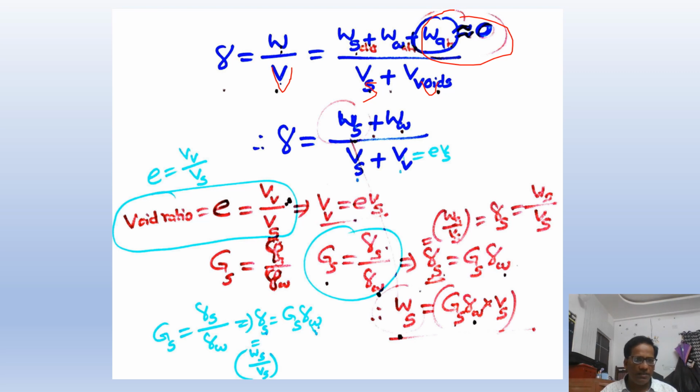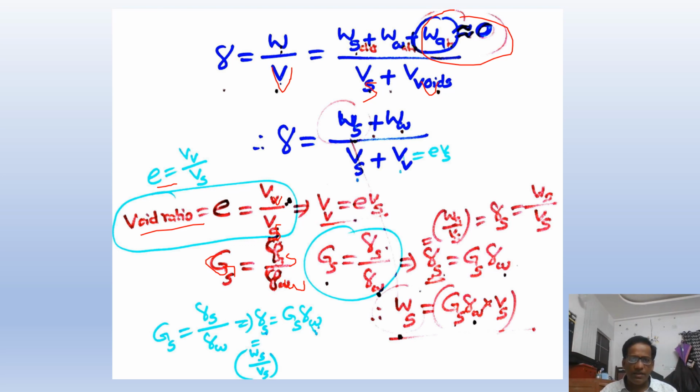Many of us are aware that void ratio is the ratio between volume of voids to volume of solids. Now we can rearrange this equation: Vv is equal to e into Vs. Now let us discuss specific gravity of solids. Specific gravity of solids is equal to gamma of solids by gamma of the standard fluid, that is water. So Gs is equal to gamma s by gamma w. Now we can rearrange this: gamma s is equal to Gs into gamma w.